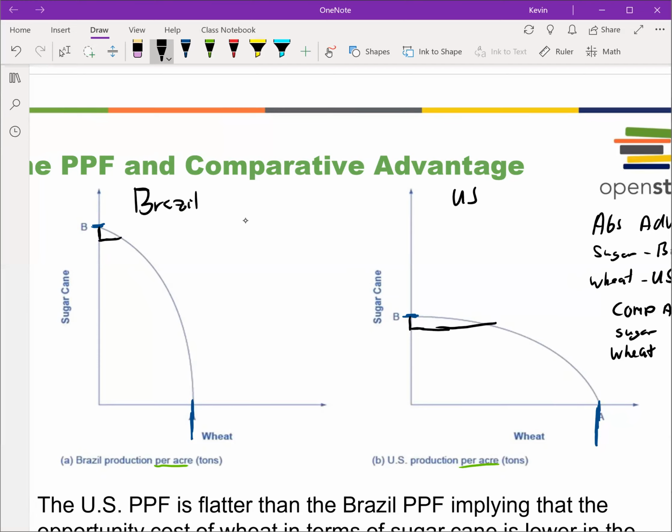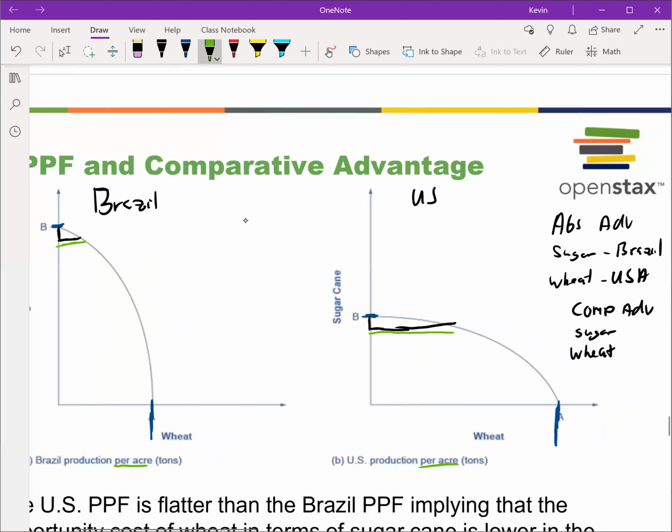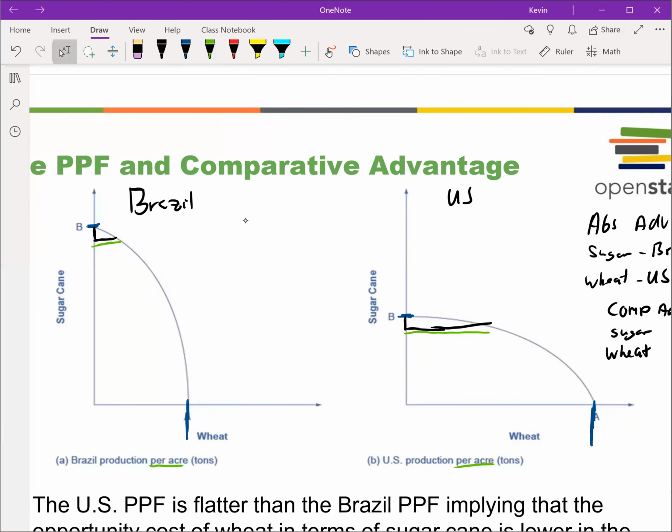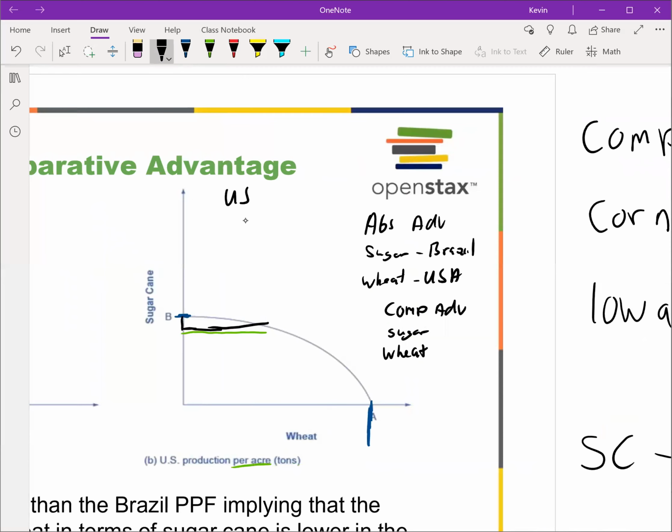How much wheat do I gain? So for Brazil, we're going to see that we have just a relatively small gain of wheat, whereas the US has a relatively large gain in wheat. So to produce that last unit of sugar, the US has to give up a lot. Brazil doesn't have to give up that much wheat. The opportunity cost for sugar for Brazil is a lot lower because that 1 unit of sugar gives them a relatively small amount of wheat, whereas for the U.S., that 1 unit of sugar gives them a large amount of wheat. So for comparative advantage, sugar will go to Brazil.